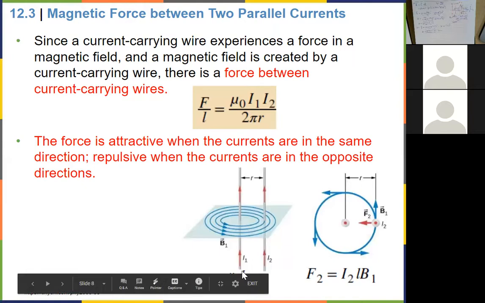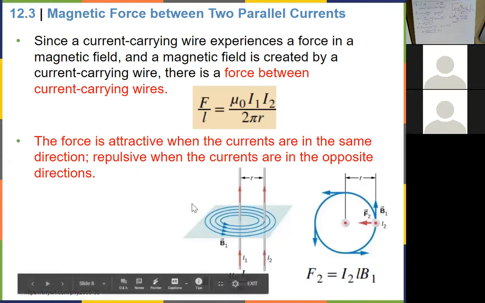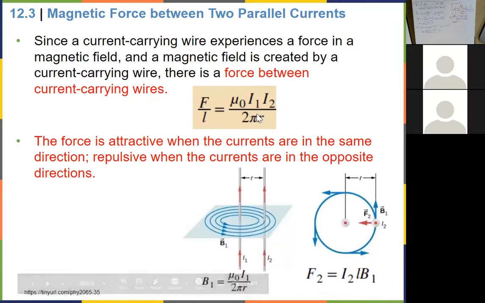you replace B1 with mu naught I1 over 2 pi r, and you get F equal to mu naught I1 I2 times L divided by 2 pi r. In this equation, you can move L to the other side, so it's F divided by L. That means the force per unit length is mu naught I1 I2 divided by 2 pi r.